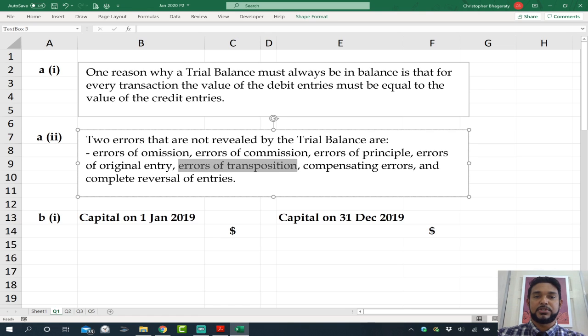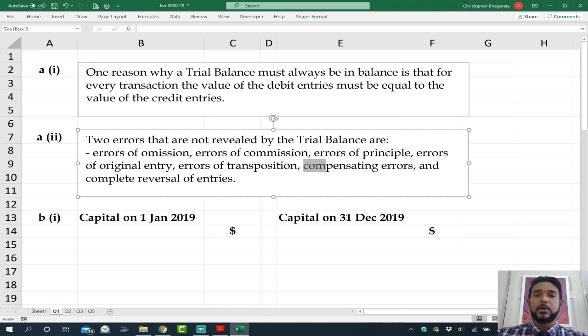Errors of transposition. Now this annoys me because an error of transposition is an error where the digits are wrong in the double entry. So let's say instead of 234, you have 243. And to me, that's an error of original entry. The only little thing that is kind of interesting about an error of transposition as opposed to an error of original entry is that with an error of transposition, the difference between the correct figure and the incorrect figure is always divisible by 9. That's a nice little piece of maths there for you guys.